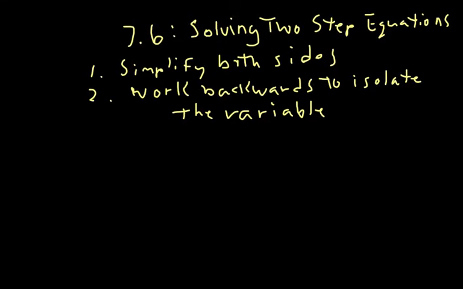This is lesson 7.6, solving two-step equations. A quick overview of this lesson is that when you have a two-step equation, you should work at simplifying both sides of the equation and then work backwards to isolate the variable. That's always the goal in algebra, isolate the variable. So we're going to look at a couple examples of how that works.